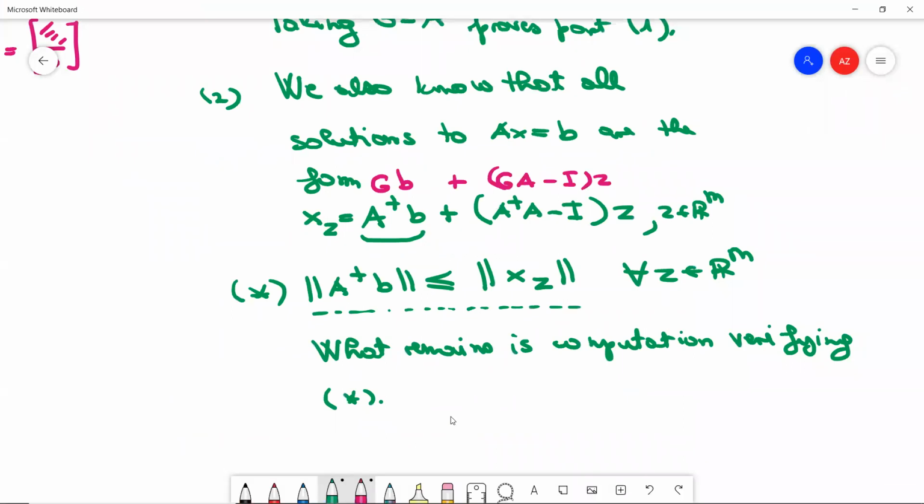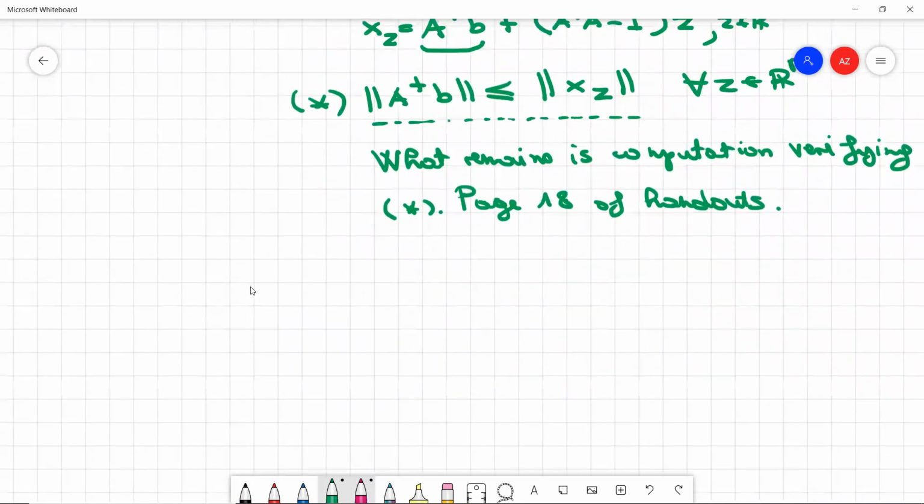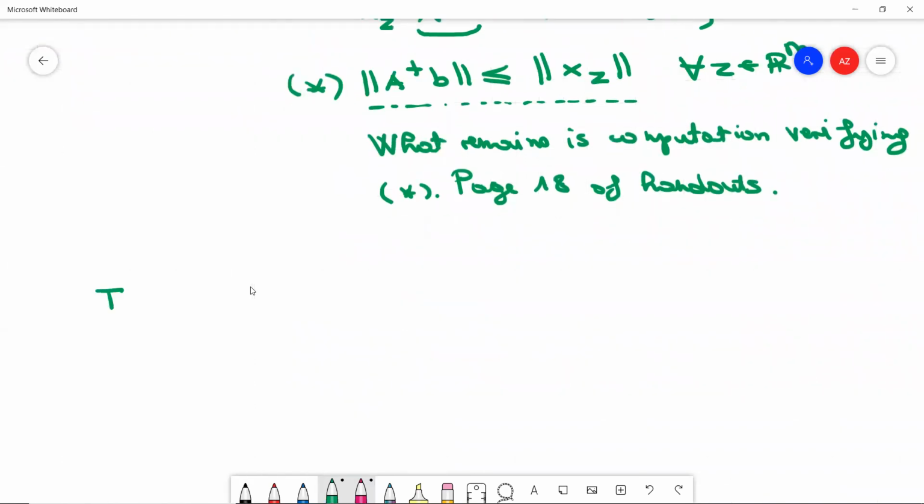Okay, so page 18 of handouts. And let's just try to prove the second theorem. Just the idea, and I will tell you what's the main idea, and for the exact computation again, you can look at the handouts. So proof of theorem 2.